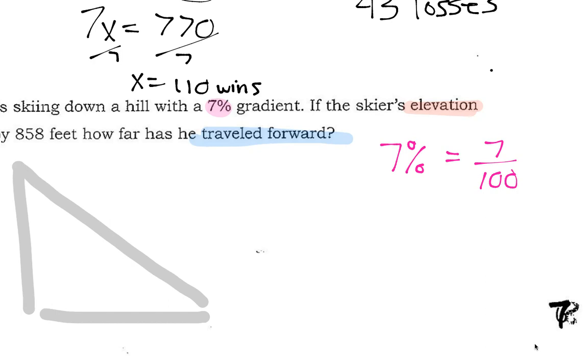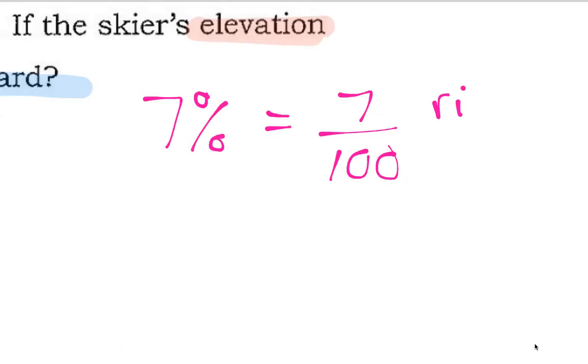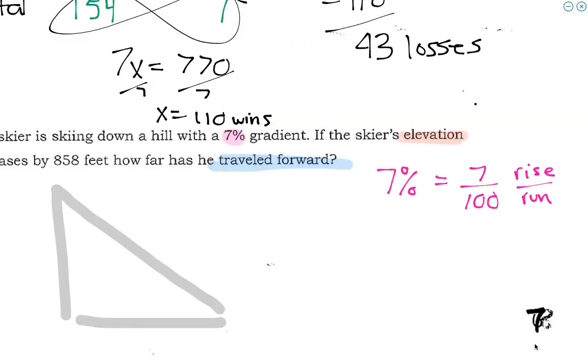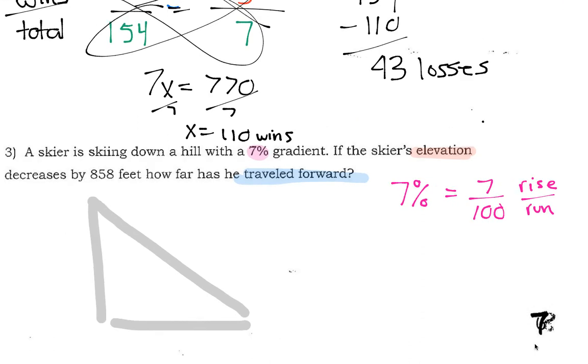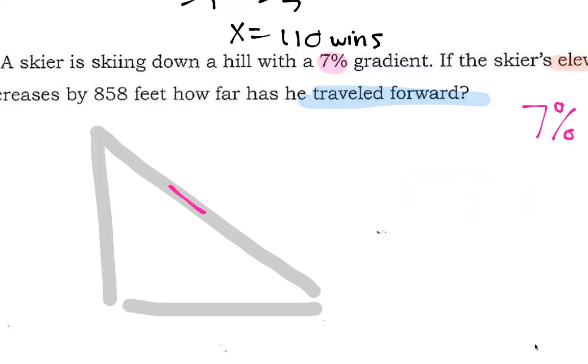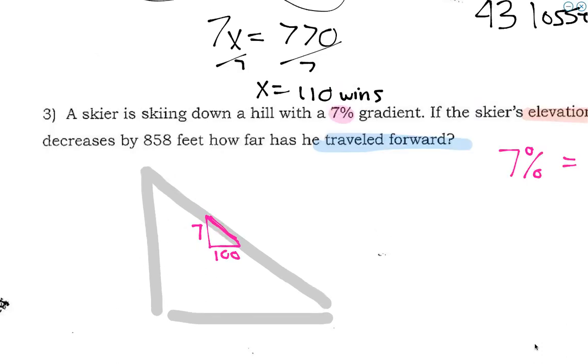And since this is slope, this is rise over run. So if we measure slope in here and say we go down 7 every 100 forward, you don't even need the negative as long as we understand that we're going down. Then how far will we move forward if we're going down 858?